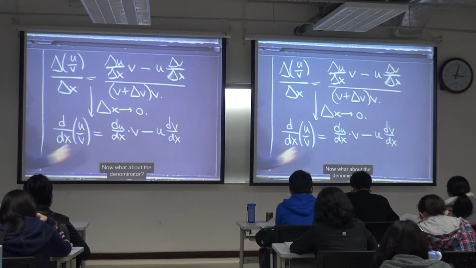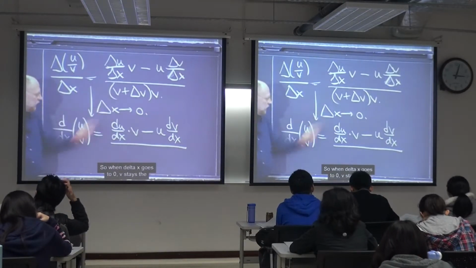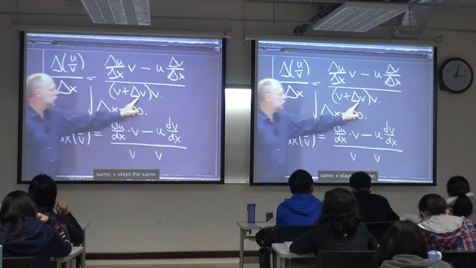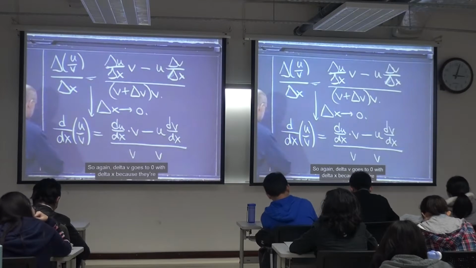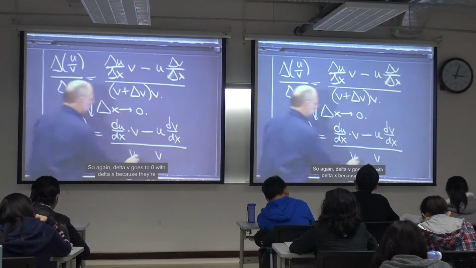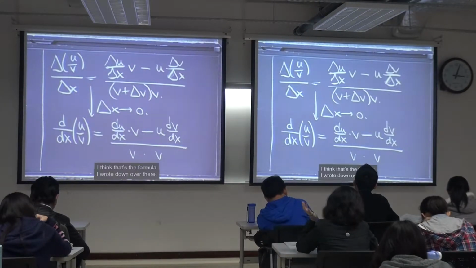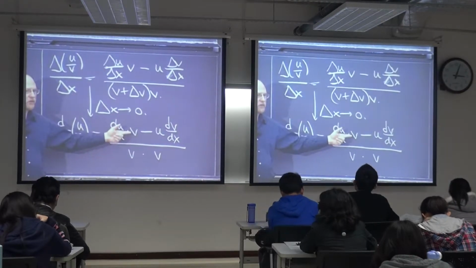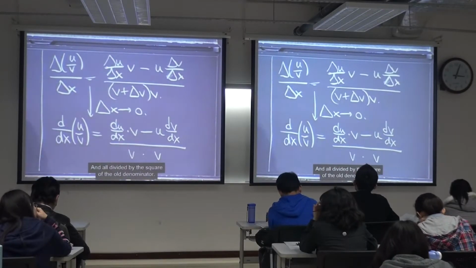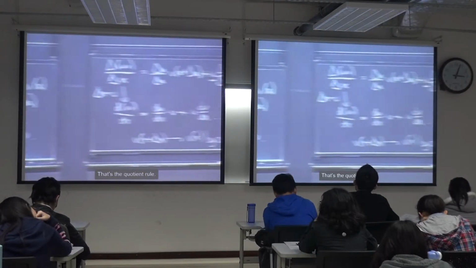Now what about the denominator? When delta x goes to 0, v stays the same. What happens to this delta v? It goes to 0 again because v is continuous. So delta v goes to 0 with delta x because they're continuous, and you just get v times v. I think that's the formula I wrote down over there. The derivative of u times v minus u times the derivative of v, all divided by the square of the old denominator. Well, that's it. That's the quotient rule, weird formula.